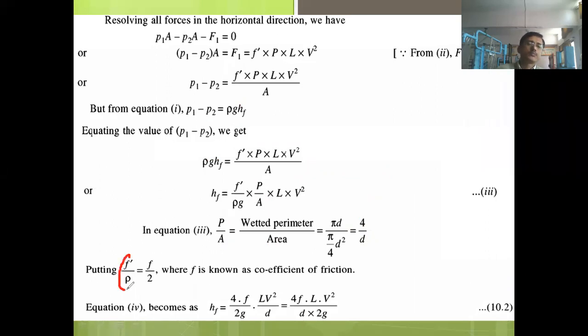Now putting F dash upon rho, instead of this we put F by 2, where F is known as the coefficient of friction. Instead of F dash upon rho, he put F. This F is nothing but F by 2, where this F is the coefficient of friction, substituted in this equation.